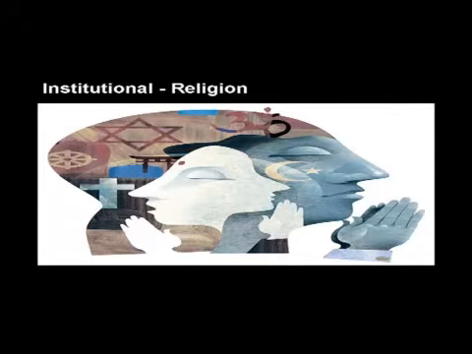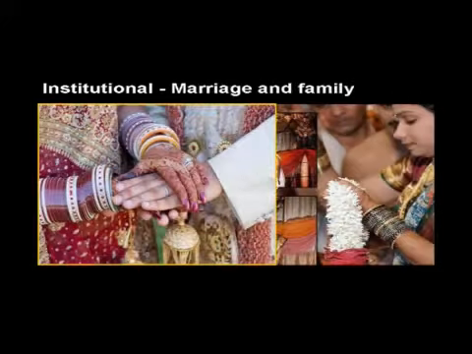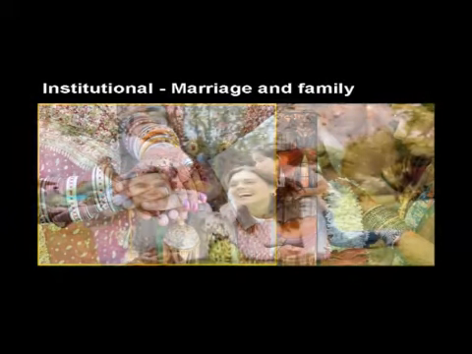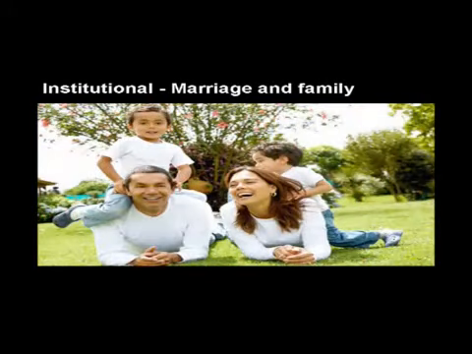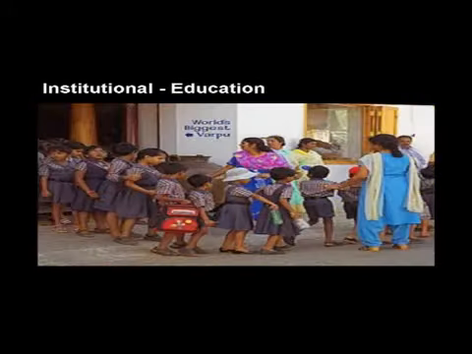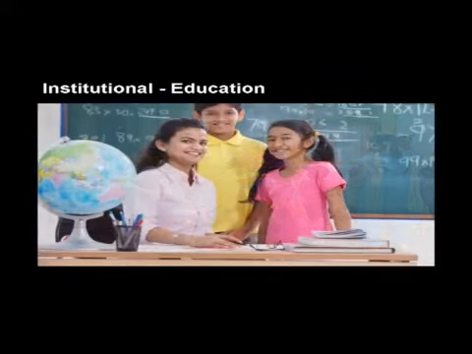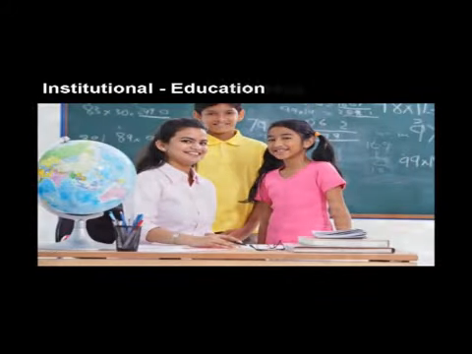Religion is also an institutional form of social control. Marriage, family, education, social classes are also examples of institutional form of social control. The second one is non-institutional means of social control. The non-institutional means of social control are: 1.